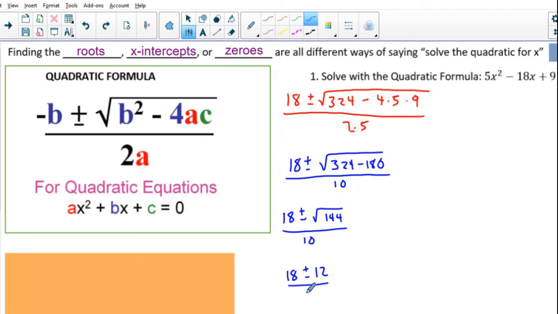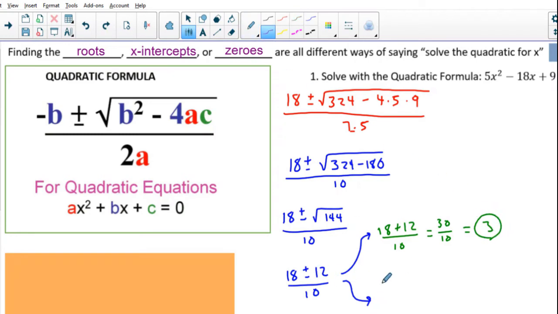So let's bring down all these things that we didn't change. So what's going to happen here is the plus or minus here is really going to give us two different answers. First, we have to add these numbers, and then we also have to subtract them. So first of all, let's do 18 plus 12 over 10. So adding these numbers, 18 plus 12, that's going to give me 30 on top over 10 on the bottom. And then if I just divide these, 30 divided by 10 is 3. So one of my zeros, or we could say roots, one of my answers here is going to be 3.